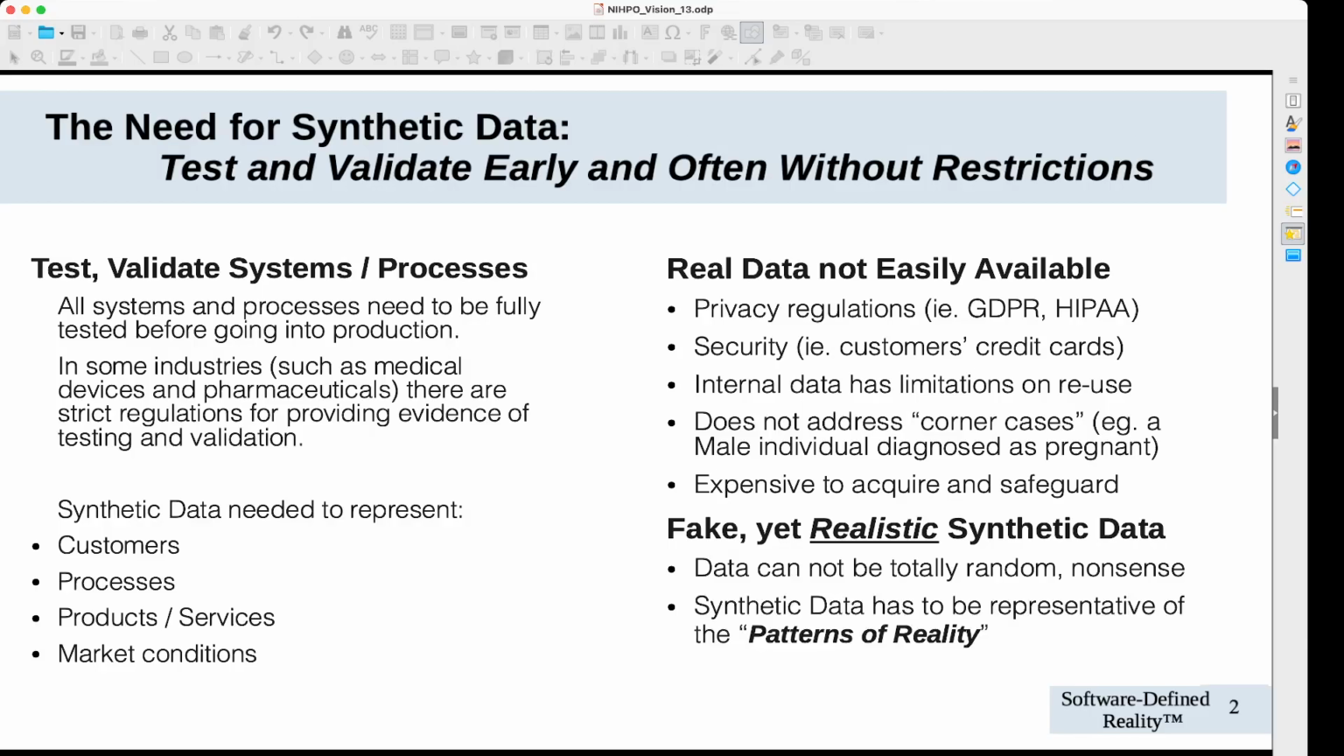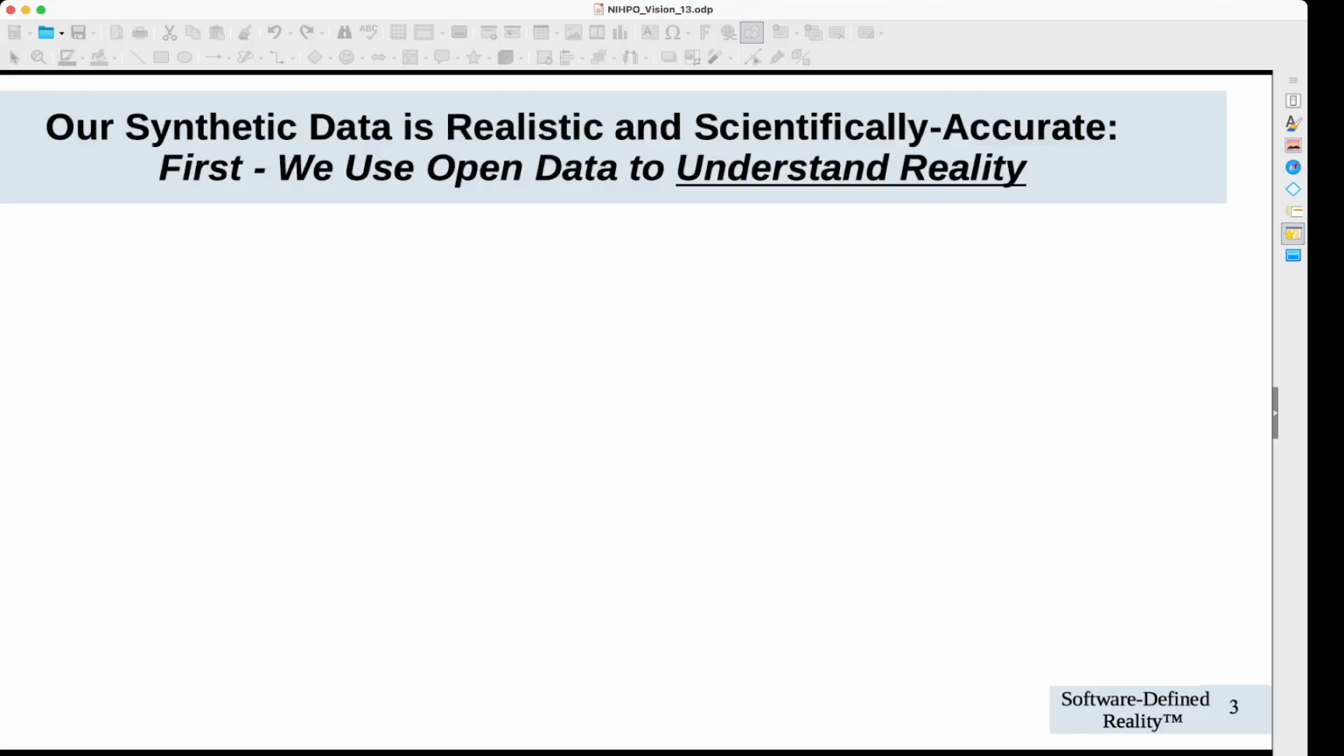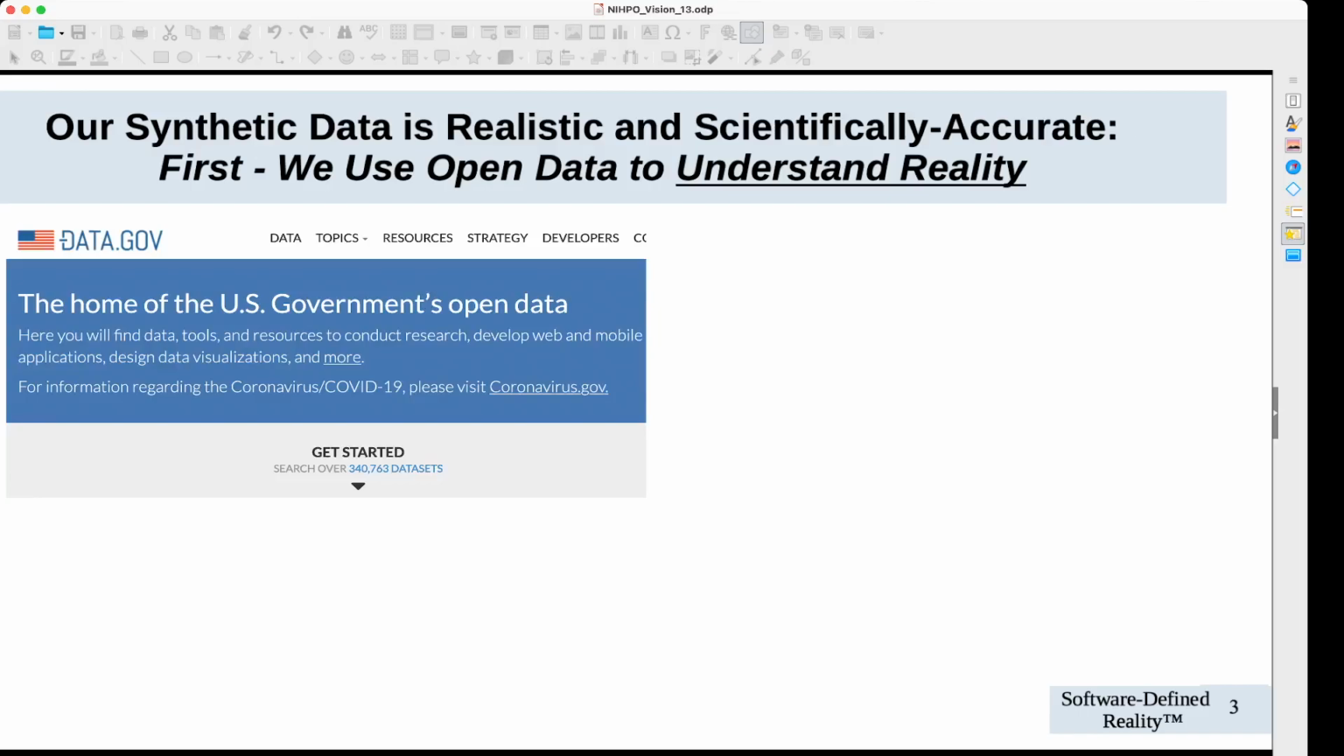And synthetic data has to be representative of what we call the patterns of reality. So there has to be some correlation between the synthetic data and reality. Then the way we build synthetic data is realistic and yet scientifically accurate. So first of all, we use open data to understand reality. What does that mean? Open data is data available from the US government and other governments in different countries.